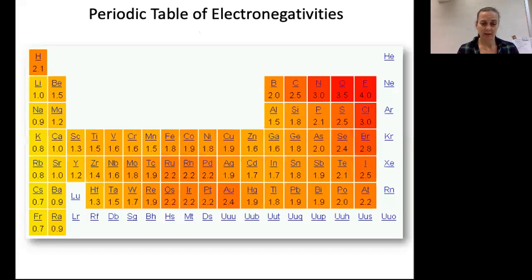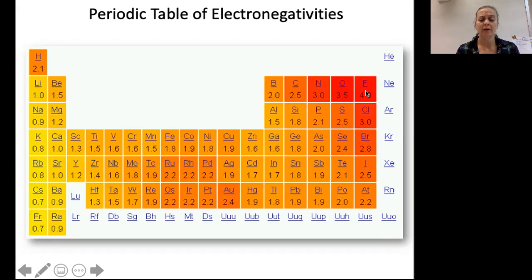So here's actually a periodic table of those electronegativities. You'll notice that we leave out the noble gases on this periodic table. And that's because when we talk about electronegativity, we're talking about the ability of an atom to draw electrons towards itself within a covalent bond. And since the noble gases don't generally form covalent bonds, we leave them out.